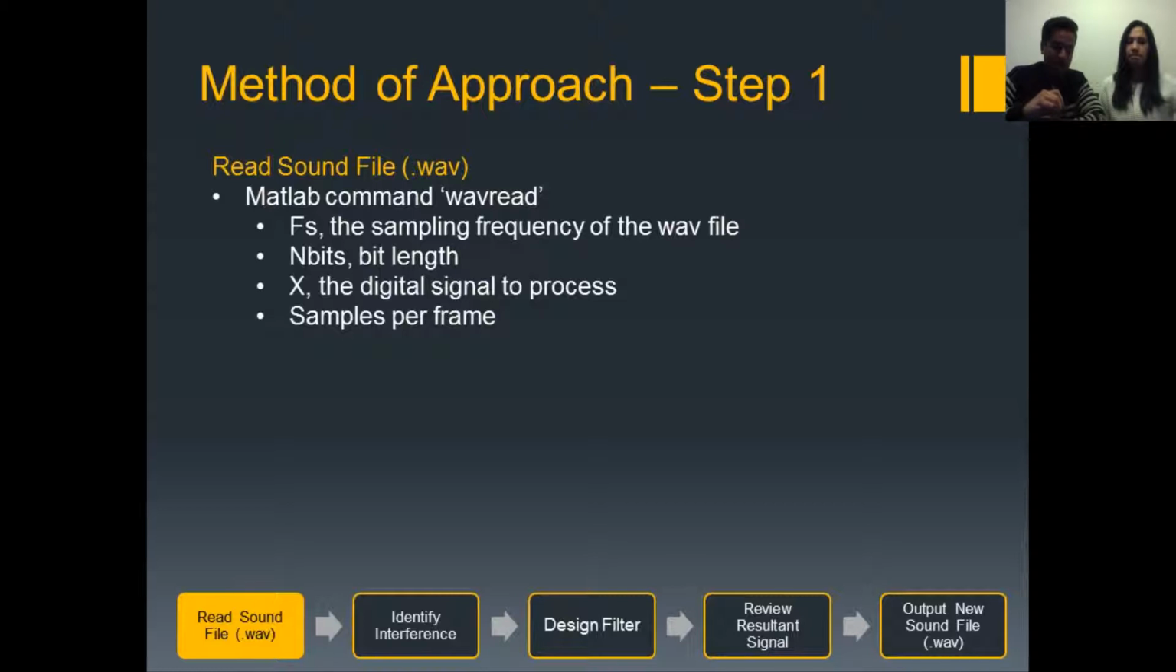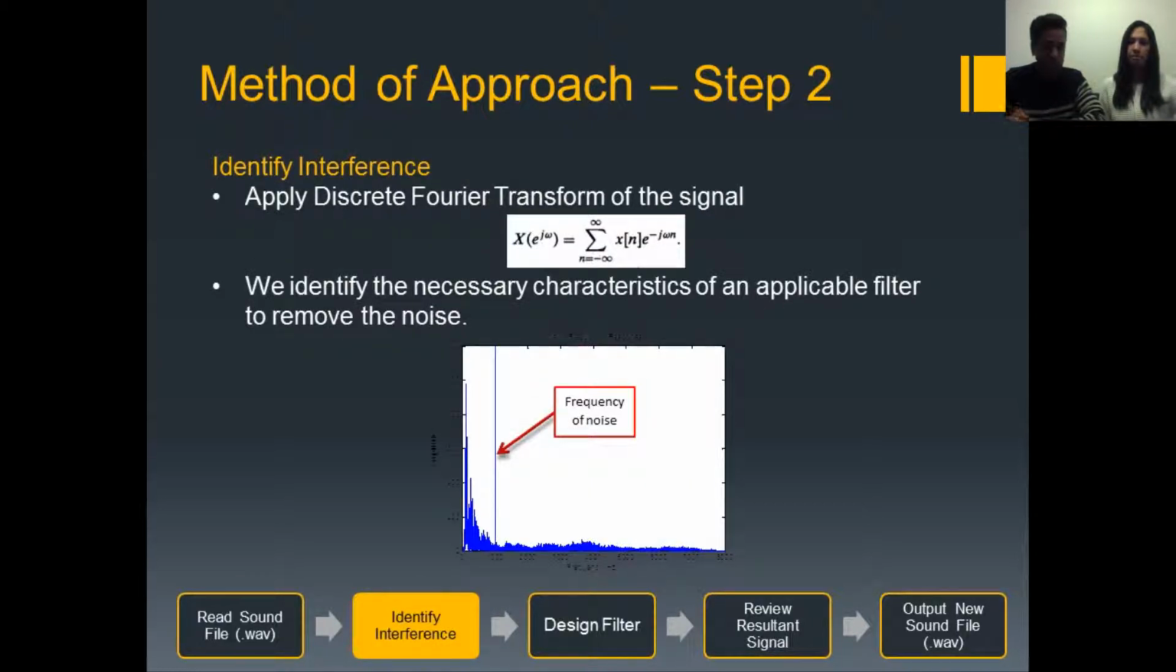The next step was to identify the interference. As you can see here, we have the equation for the DFT of each signal, which was then taken into account. As you can see in our actual presentation, there is a frequency of noise. This is an example of what we were looking at. You can see on the frequency response that the noise appears to be at about 1000 hertz.